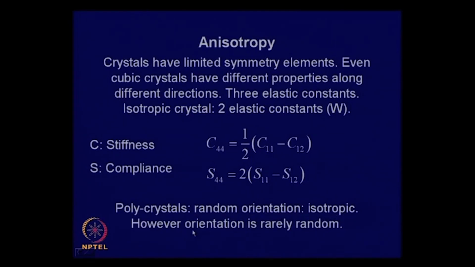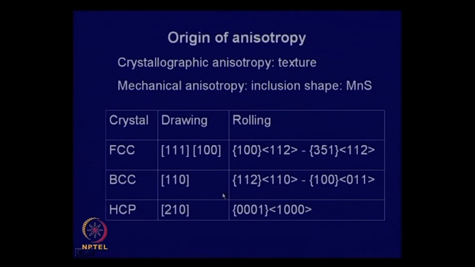However, orientation is rarely random. What will happen if the orientation is not random? The obvious thing is that the properties will be anisotropic. Now, let us see the origin of anisotropy. Why do we get anisotropy in a material?